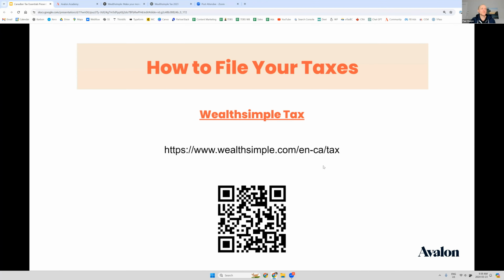And speaking of Wealthsimple tools, we're going to go to Wealthsimple Tax to show how to file your taxes. And I'm not going to go into a whole lot of detail, but I will take you through what the process looks like and give you some tips on how to make it work well.